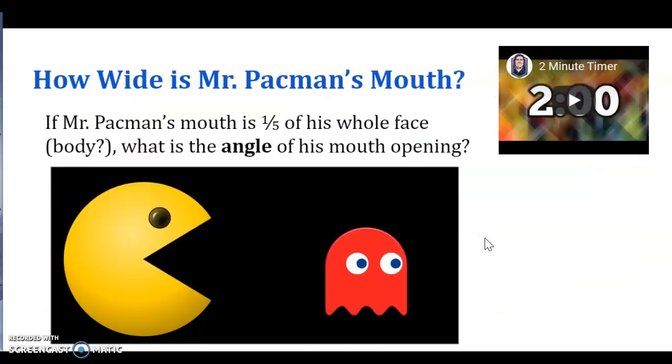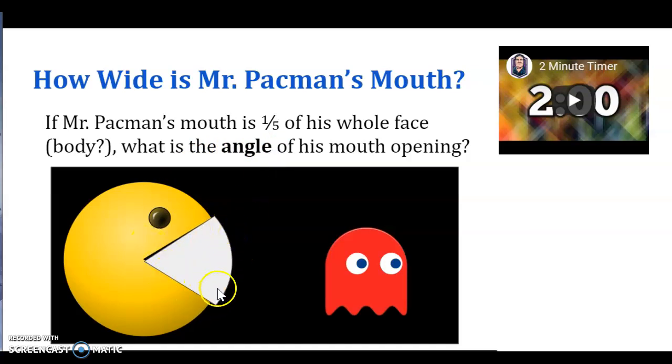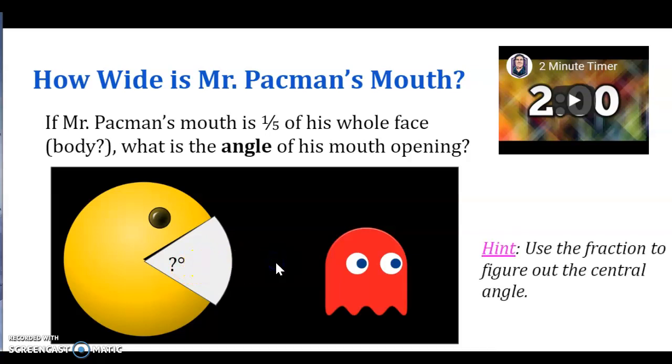Okay, let's try this problem. Mr. Pac-Man. This was a very popular video game. I don't know if some of you have seen this, where Pac-Man goes around munching up monsters. If Mr. Pac-Man's mouth is 1/5 of his whole face or body, depending on how you look at it, what is the angle of his mouth opening? We know this sector is 1/5, so we are looking for the angle of his mouth. How would you do that? Again, the hint is to use the fraction to figure out the central angle. Please pause the video and the answer will be shown in a minute. 3, 2, 1.